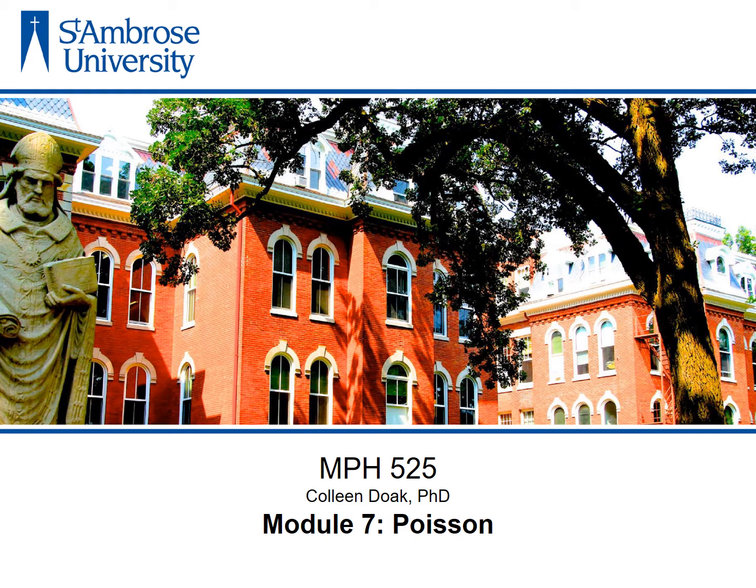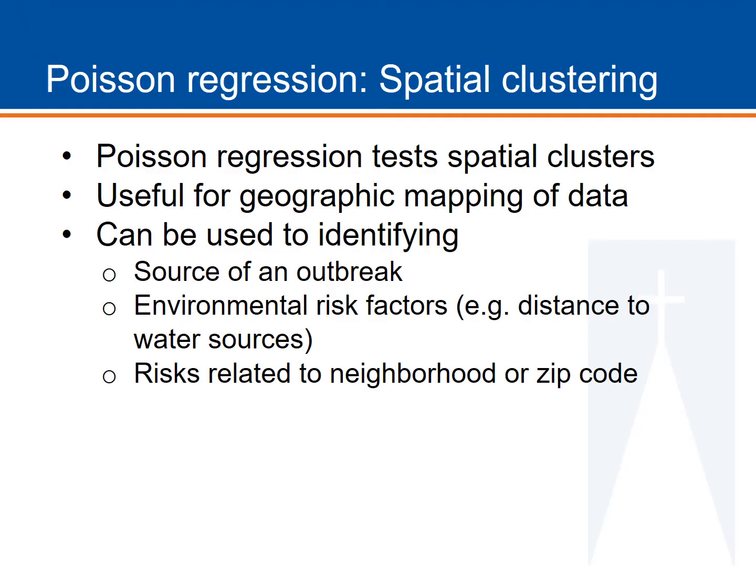In this presentation, I continue on to Poisson as a specific case of the chi-square test, looking specifically at spatial data such as in mapping. Of course, there is more to learn about logistic regression, but there are other approaches, and one of these you may read about is Poisson regression, which tests spatial clusters.